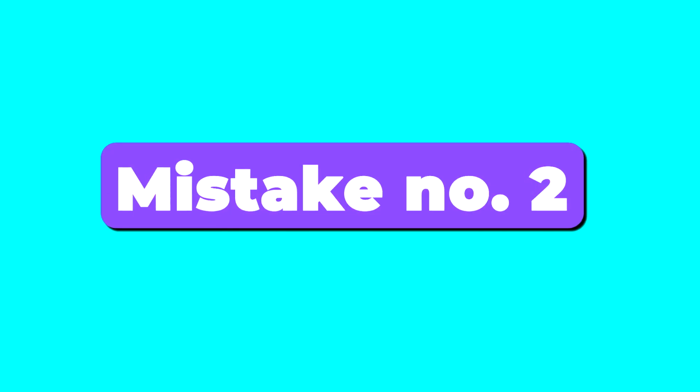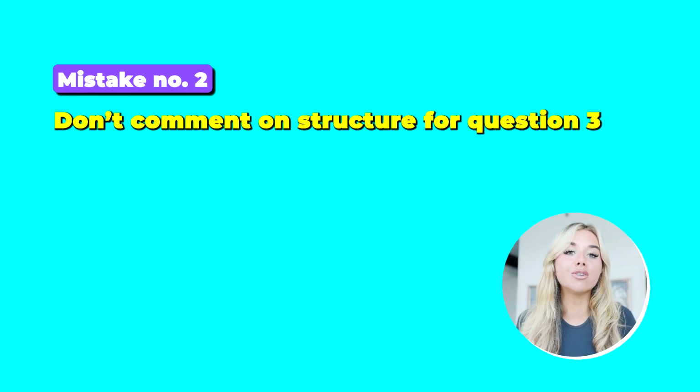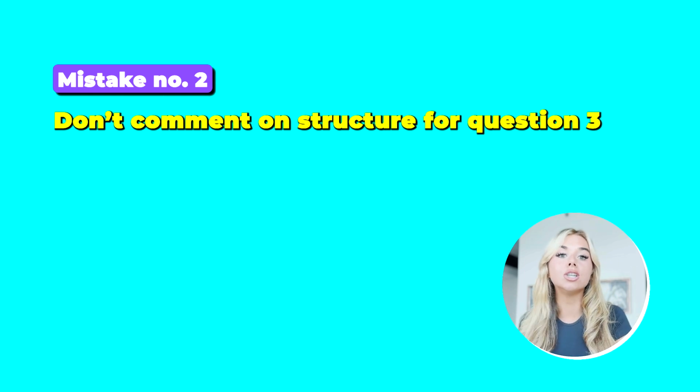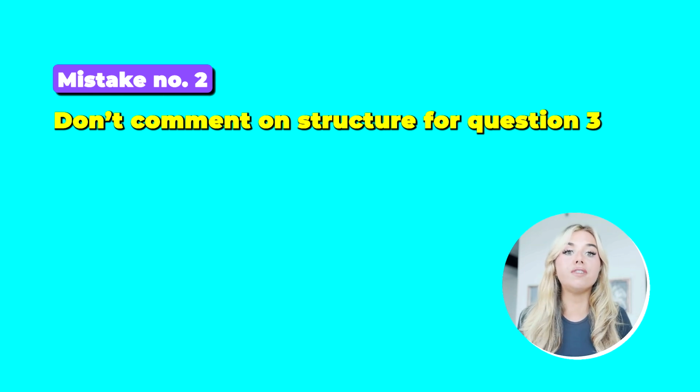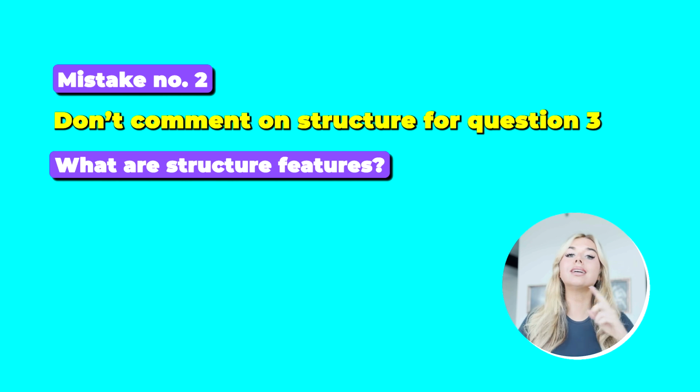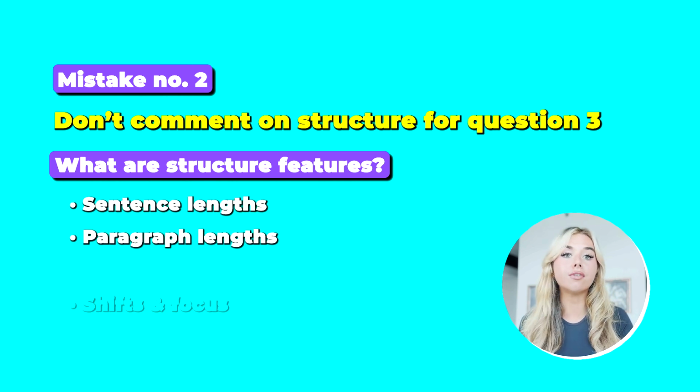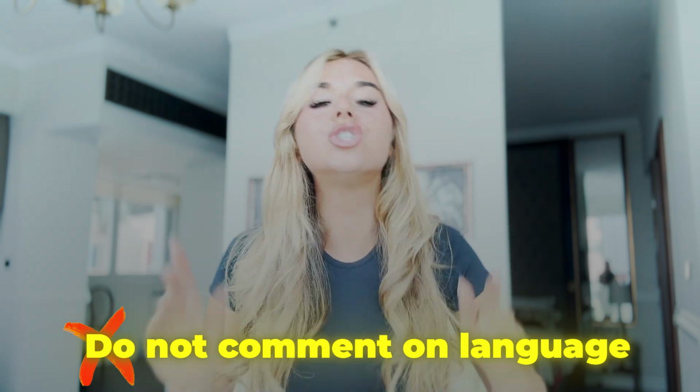The second mistake. If you want to guarantee that you get 0 on question 3 on language paper 1, don't comment on structure. Obviously, nobody wants to get 0, but question 3 is a structure question, so you have to comment on structural features. Now, what are structural features? Things like sentence length, paragraph length, shifts in focus. They are structural features that you have to comment on, and do not comment on language. So no imagery, connotation, nothing. Just structure. So if you do want to get 0 on this question, then just talk about language the whole time, which some students like to do.